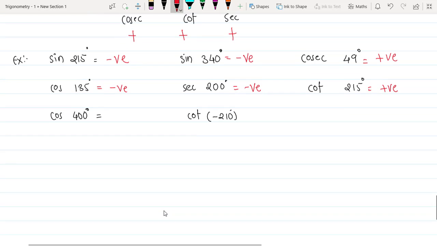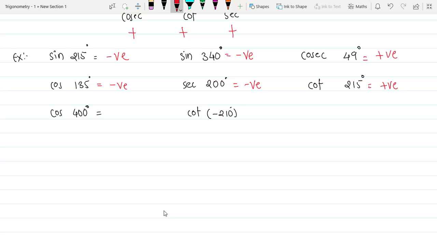See, I told you that after one complete revolution, it starts again. 0, 90, 180, 270, 360. After 360, how much is this 400? After 360 it is 40 degrees. So cos of 400 means what I can write is, it's a cos of 40. Can I write?